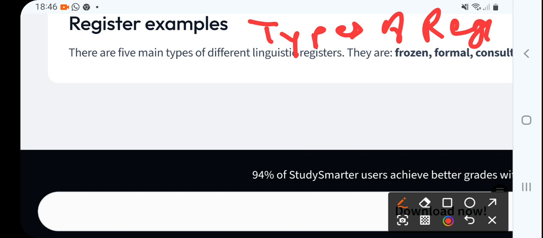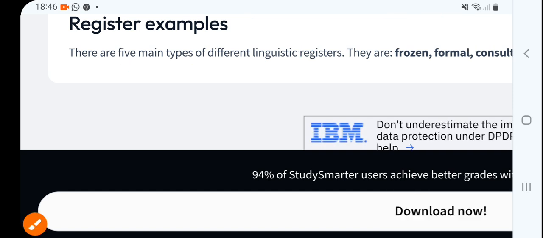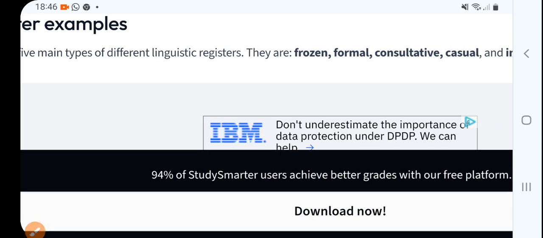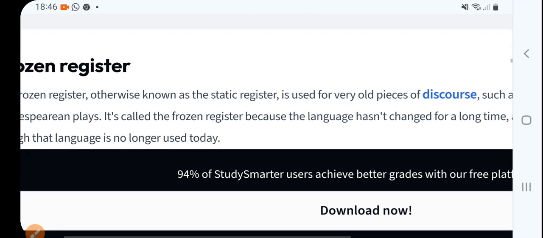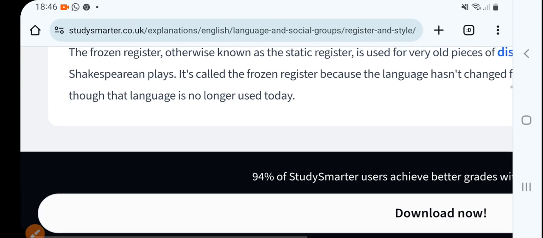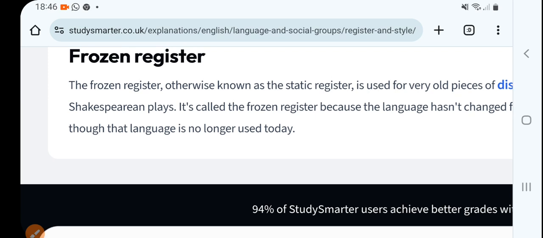So what are they? Five main types of registers. What are they? Frozen, formal, consultative, casual, or intimate. Now frozen, as the name suggests, is fixed somewhere. The frozen register is otherwise known as the static register, right?